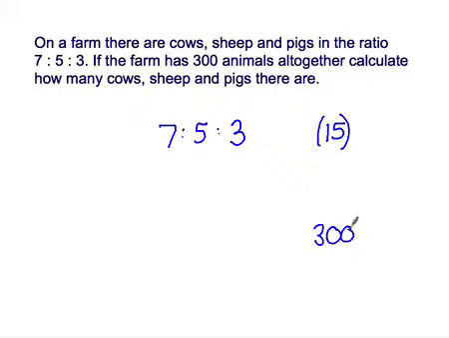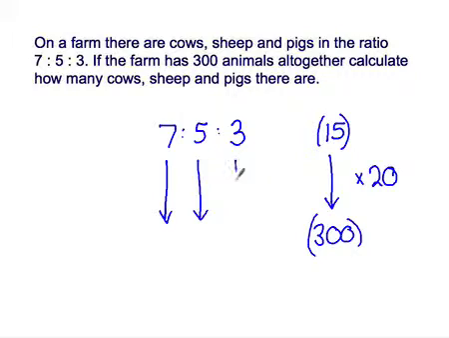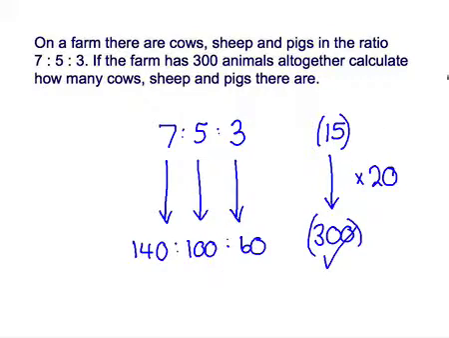So how many 15s go into 300? Well, 15 goes into 30 twice, so it must go into 300 20 times. So I've times that by 20, so I must times each of these by 20. That times by 20 is 140, this one times by 20 is 100, and this one times by 20 is 60. And the three of them add together to give me the 300 there.